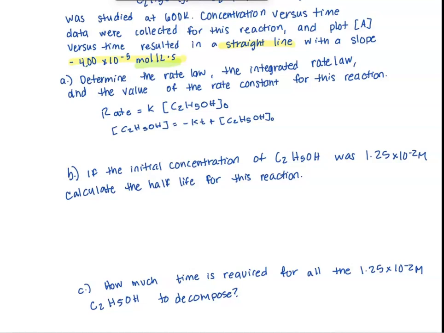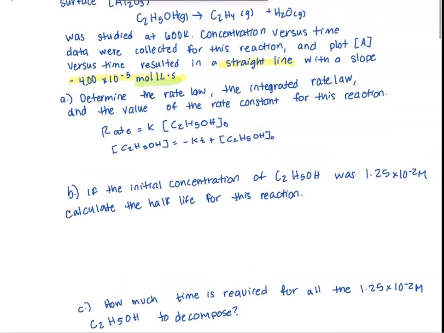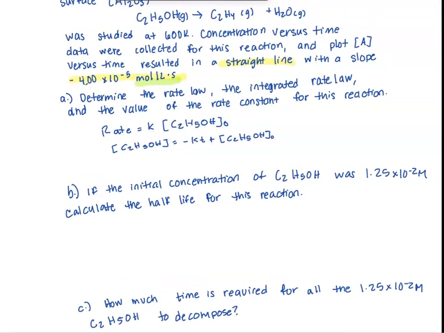In this case, they do give us our slope, right? If we look at the problem here, it says plot a straight line with a slope of negative 4.0 times 10 to the fifth. So our K constant equals 4.0 times 10 to the negative fifth, and our units are moles over liters times seconds. Okay, so this will be the answer for the first order.